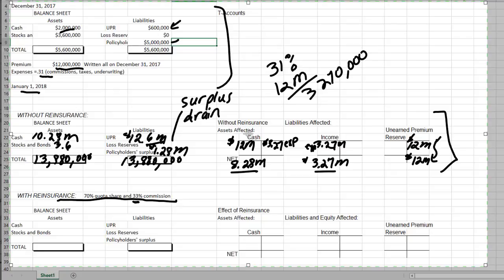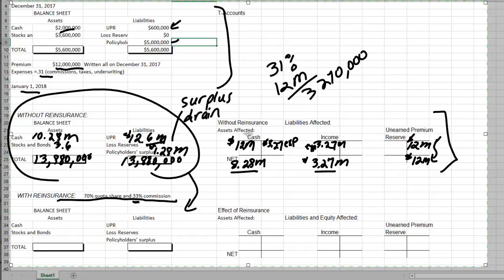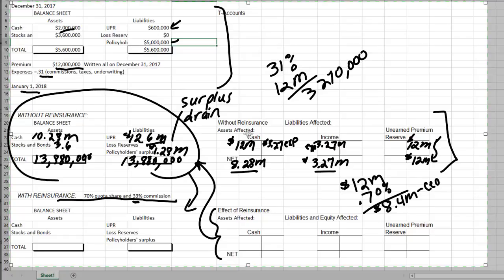The numbers that we're going to use down here are going to just show the impact from here to here on purchasing the reinsurance. So what happens in the T accounts here is going to be applied to the balance sheet after we've written that $12 million premium. Whether that's one policy or multiple policies, it doesn't matter. So what are we transferring to the reinsurer? Well, that's going to be our $12 million times 70%, which is $8.4 million. And so that is the amount that is ceded to the reinsurer.